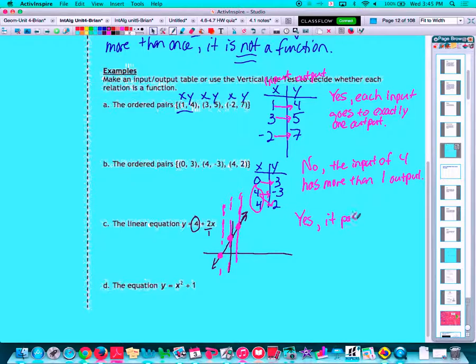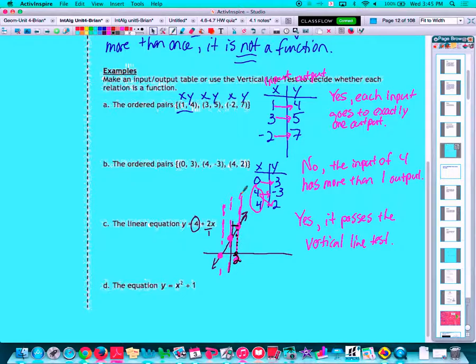It passes the vertical line test. What that means is, you think about the x values on the x-axis here, so let's say this is an x value of 2. All right? So follow that up to the graph, it hits exactly one y value. So the x value of 2, if you follow it up, it hits exactly one y value. It doesn't cross the graph more than once.